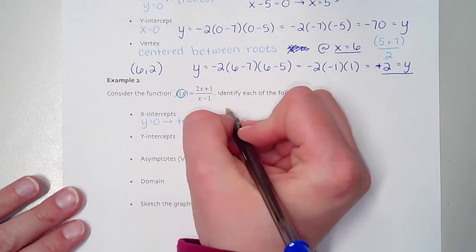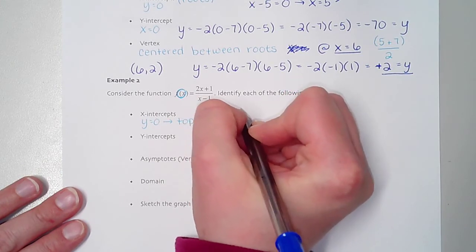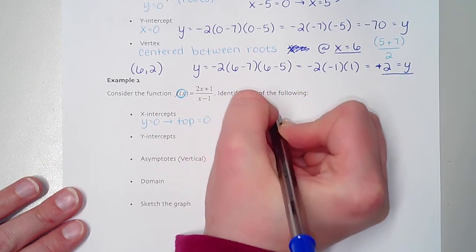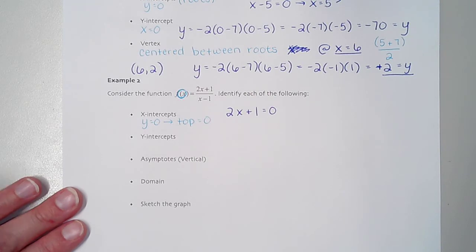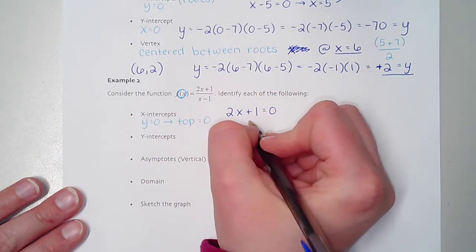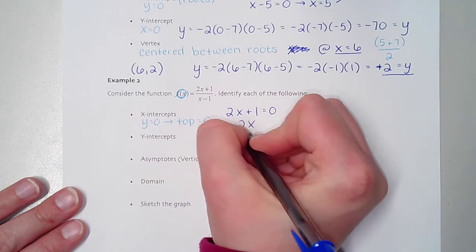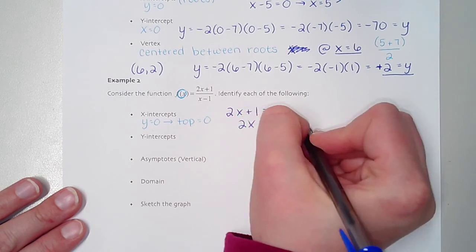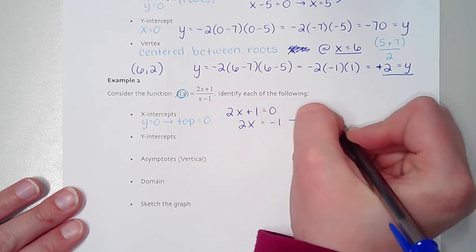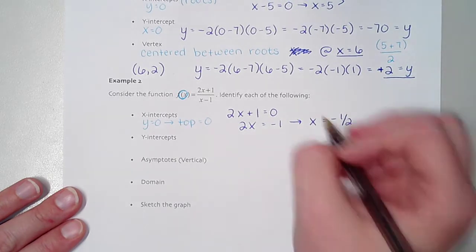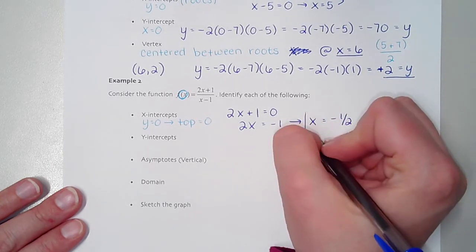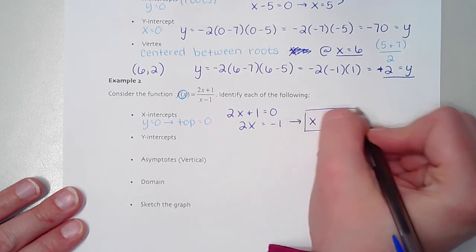So I'm going to set this equal. I'm going to say 2x plus 1 equals 0. And then I'm just solving for what x would be. Well, if I subtract 1 from either side, I get 2x equals negative 1. So x would be equal to negative 1/2. Okay, so that's my x-intercept here. Okay, and in this case, I only have 1.